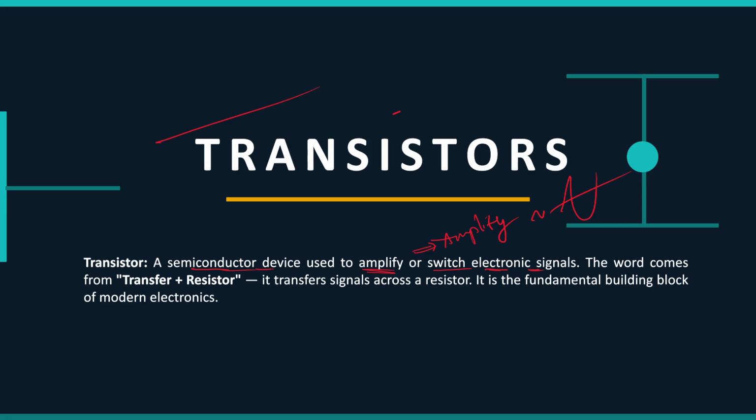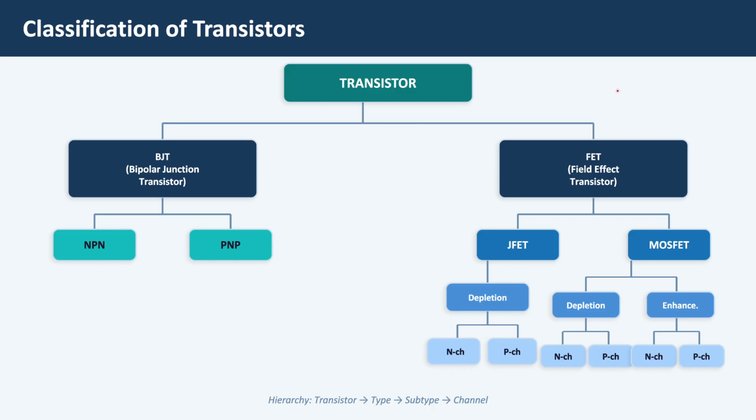The word transistor comes from transfer plus resistor. The signals are passed across the resistance, and by this transfer plus resistor we get the word transistor. This is one of the fundamental blocks of modern electronics.